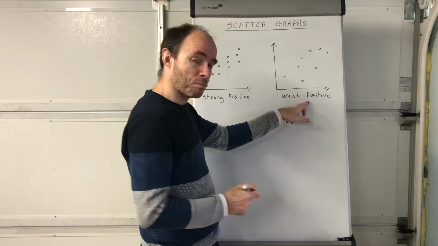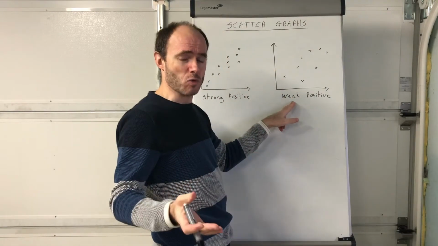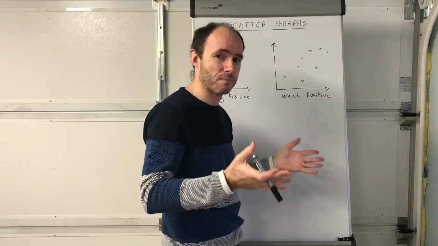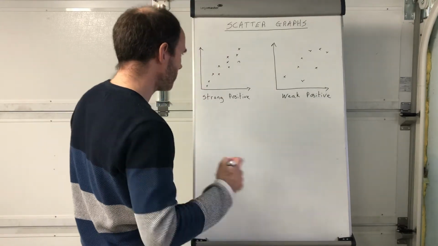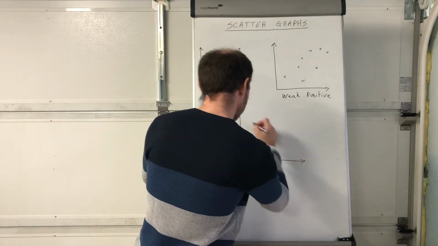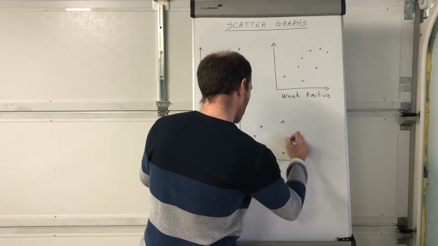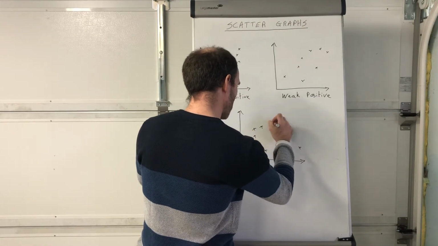Here it's still positive because there's a general trend going upwards like that, but it's not as strong. We call it a weak, or you can have a very weak correlation. Okay, let's just have a look at an example where the points are even more scattered. So I'm going to have an example of a greater scattering of the points.